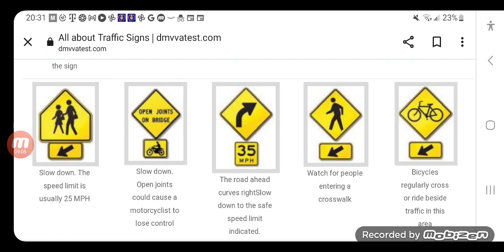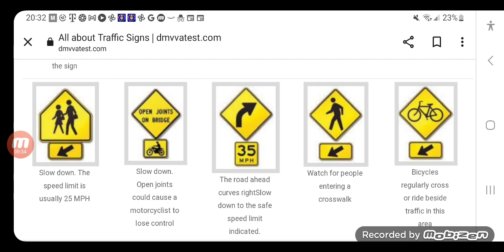But this means open joints on bridge. Now, when they put bridges together, the joints are not closely fit. So that means it can cause motorcyclists to lose control. So if you have a motorcycle, you need to be paying attention to these signs and that you have to slow down because of those joints.